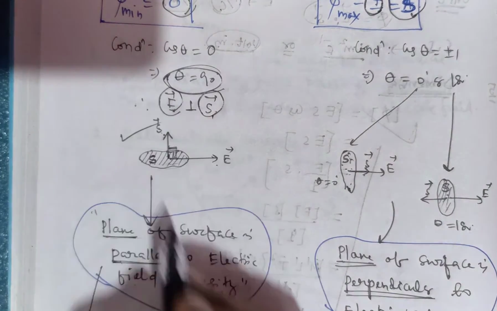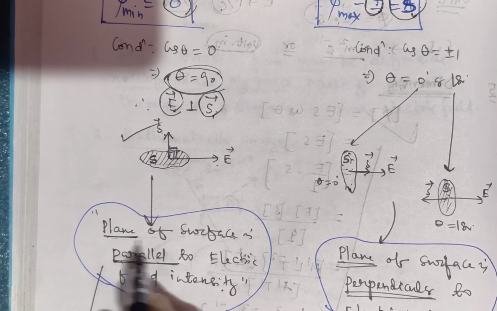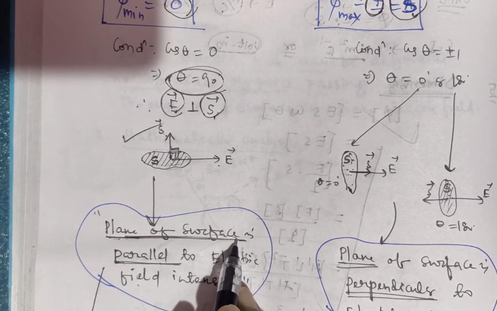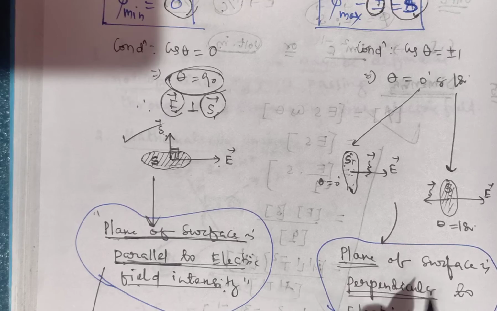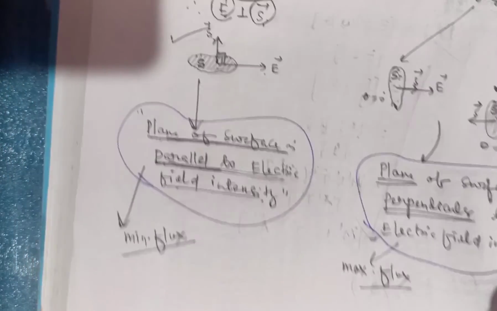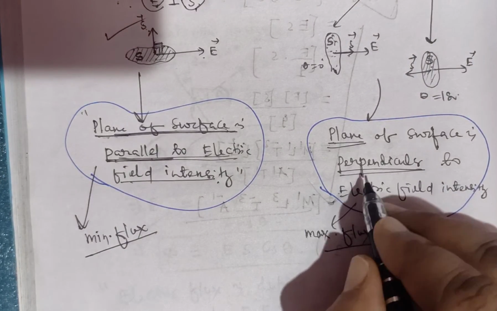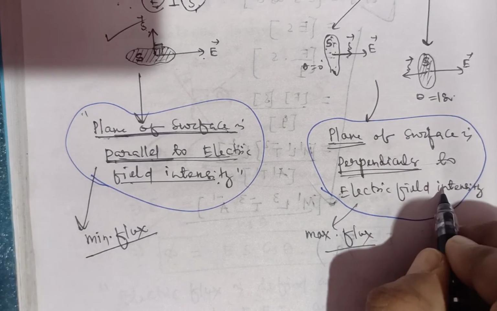So when flux is minimum, the language should be: plane of the surface should be parallel to the electric field intensity. If flux is maximum, then plane of the surface is perpendicular to the electric field intensity.